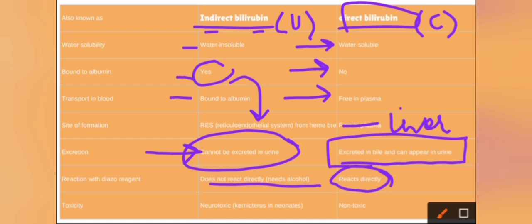So indirect bilirubin toxicity can cause kernicterus, while direct or conjugated bilirubin is lipid insoluble, so it cannot cross the blood-brain barrier and it is non-toxic. So that's it about conjugated bilirubin and unconjugated bilirubin.